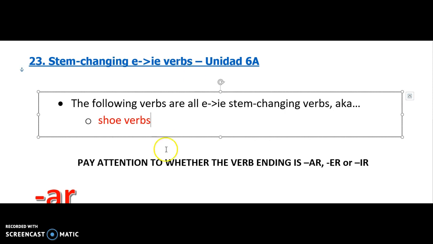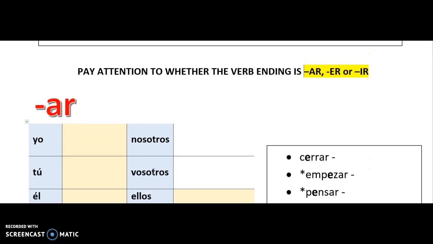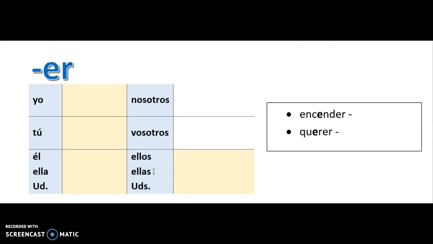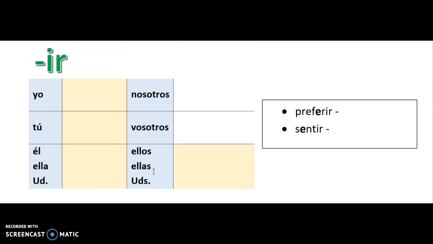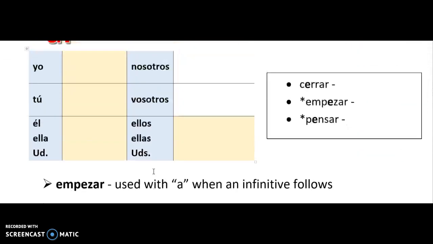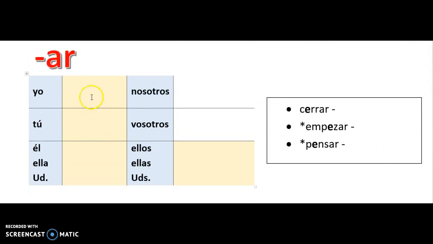What's going to be the challenge for us is paying attention to whether the verb ending is an AR, ER, or IR, because that's going to affect the endings we pick. All right? So the question here becomes, are we dealing with an AR verb? We're going to have some AR verbs. We are going to have some ER verbs. And we are going to have some IR verbs. So let's deal with each of these. Here we go. So let's talk about an AR verb.